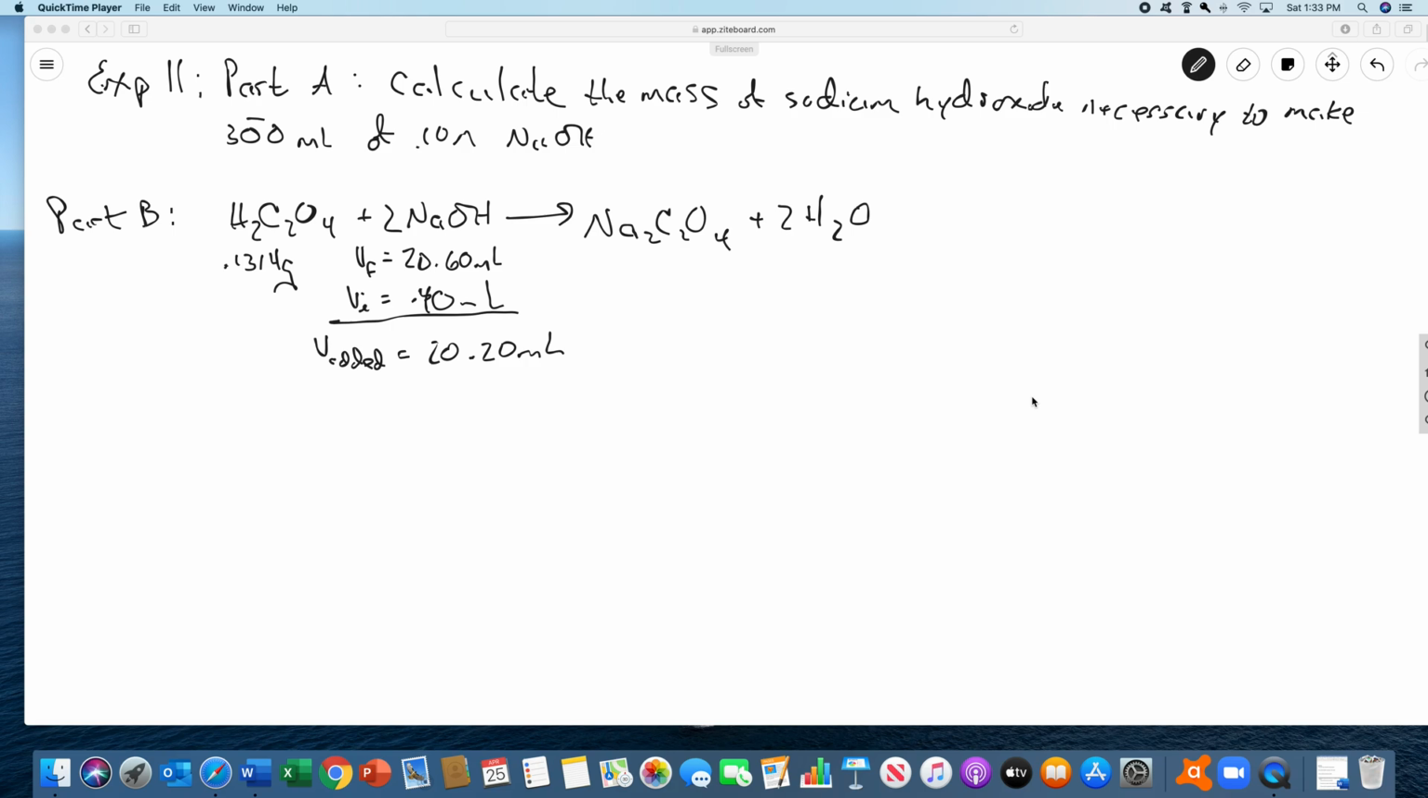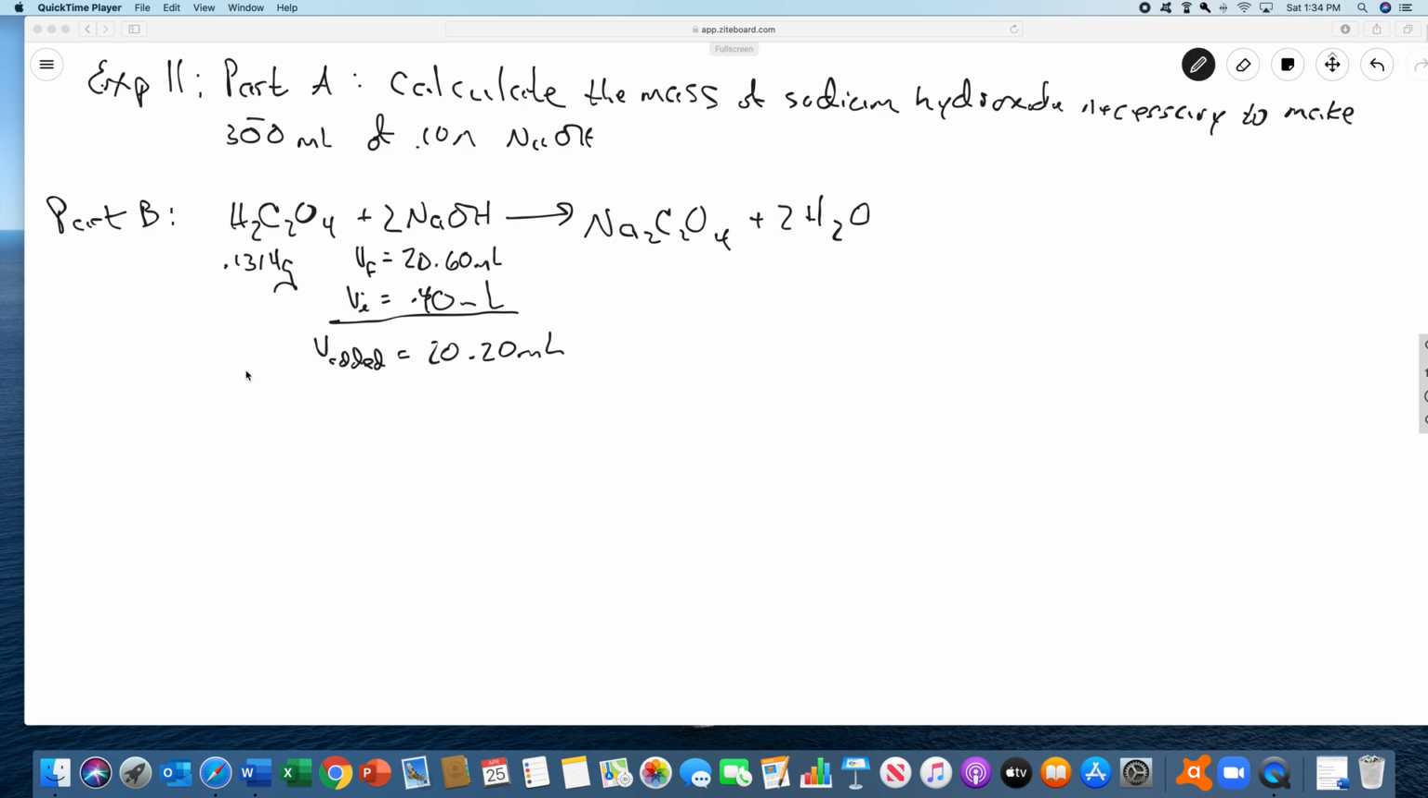I'm going to go through the calculations for the standardization of the sodium hydroxide. All right, so the first thing you're supposed to do in part A is you just have to do this calculation. I'm not going to go through how to do that. You should know how to do that, and you can look it up. Or you can ask me on Zoom, and I can help you with it.